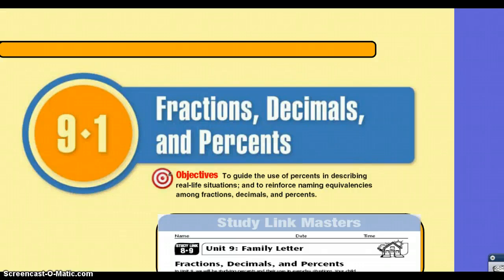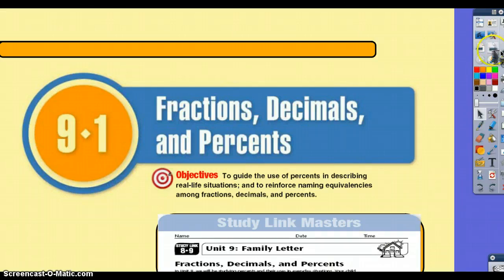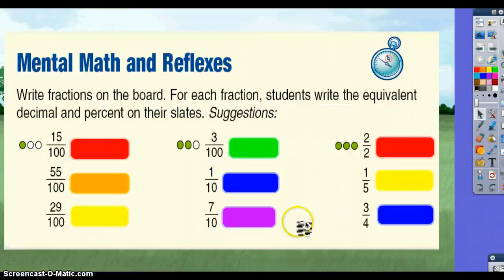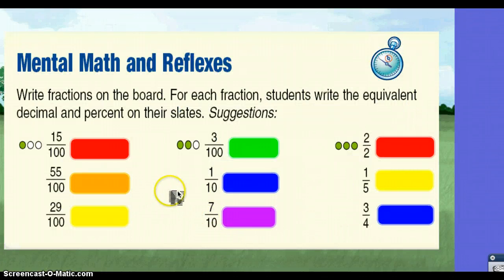9-1 is fractions, decimals, and percents. The objective? To guide you through the use of percents in describing real-life situations, and to reinforce naming equivalencies among fractions, decimals, and percents. Let's do a few mental math reflexes first. I want you to be thinking of these in your head.